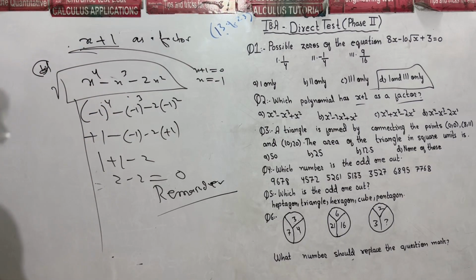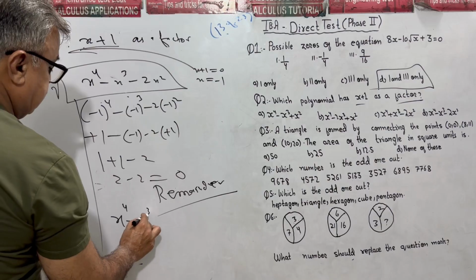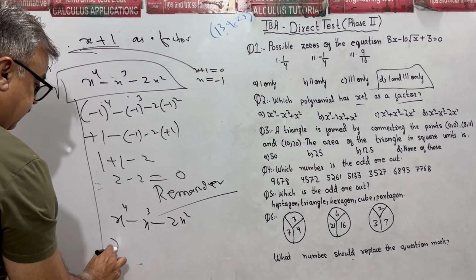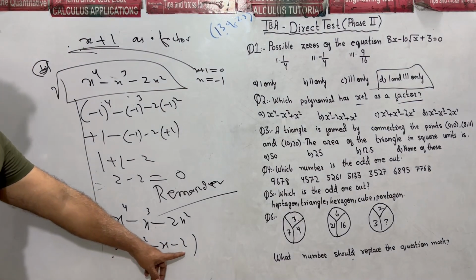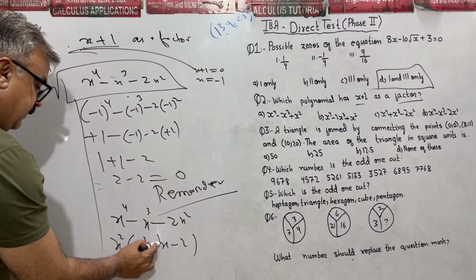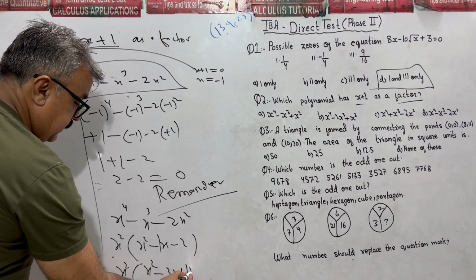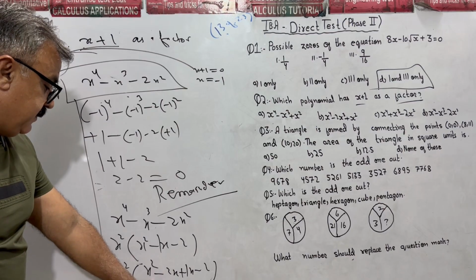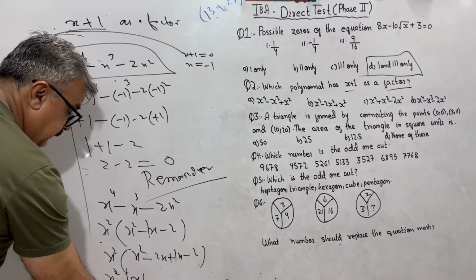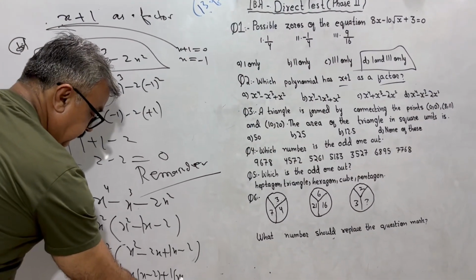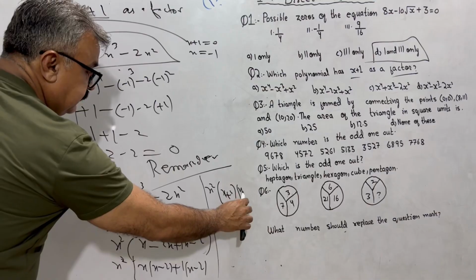One can easily verify what the expression is. Let me factorize here. x^4 minus x cube minus 2x square, taking x square common, I have x square minus x minus 2. Applying the splitting of the middle term, it will be x square minus 2x plus 1x minus 2. Taking x common, it will become x minus 2, 1 common, x minus 2. So x square common, x plus 1 times x minus 2. So the factors are x square, x plus 1 and x minus 2.